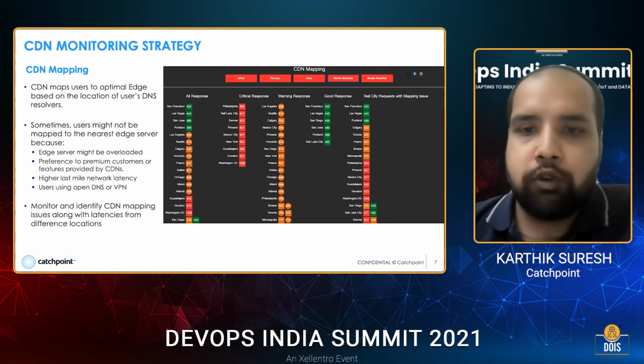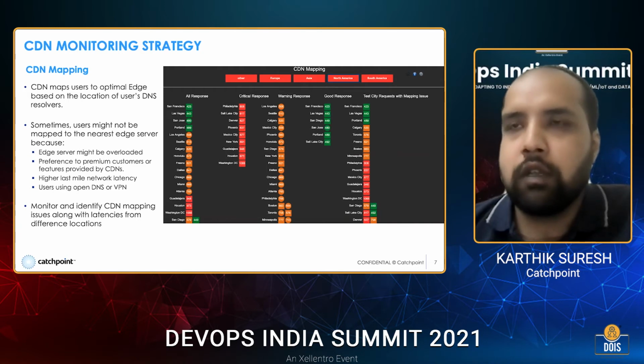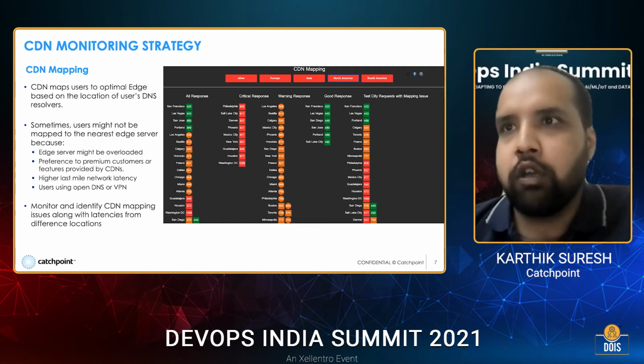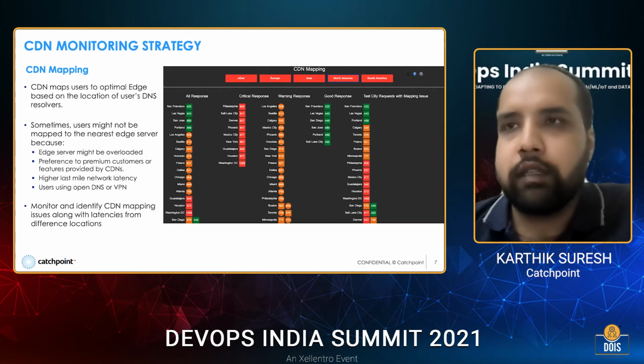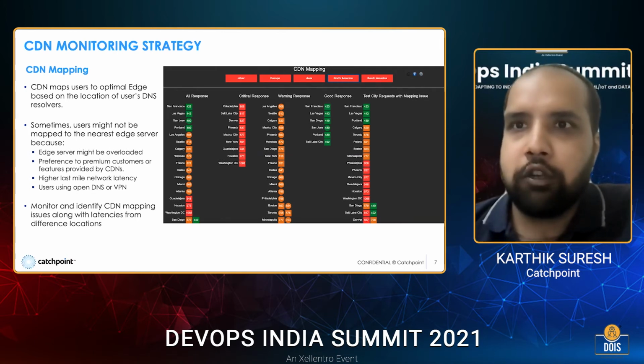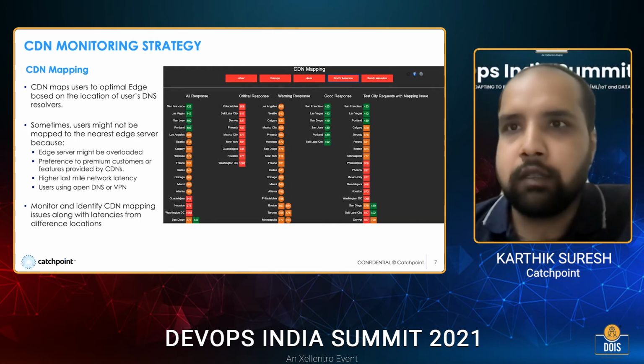On this dashboard, you can see how requests from various cities are mapped to different locations and their respective response times. So if you see that requests from one of the locations are not being mapped to the optimal edge server or edge location, and we notice a high response time due to that, then this is something where we can definitely reroute the traffic or talk to your CDN to see how we can optimize this further.